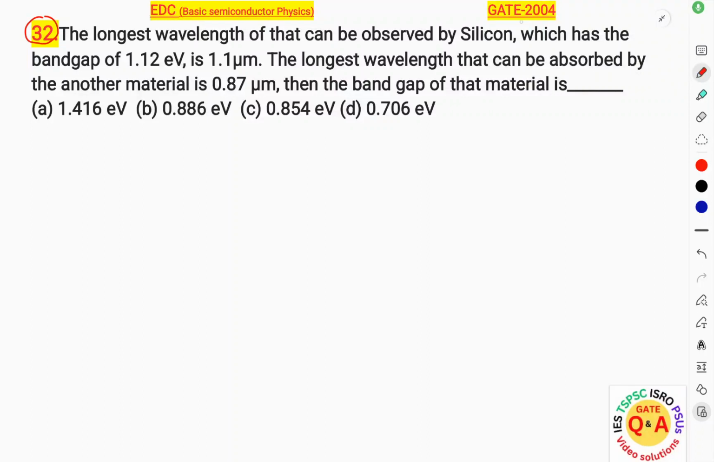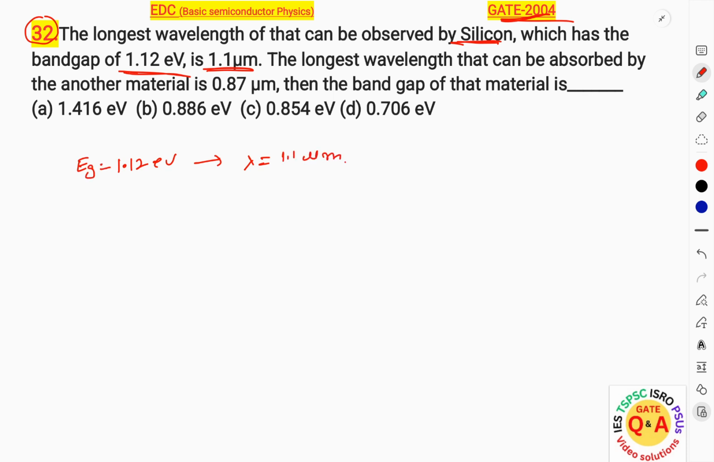Question number 32, GATE 2004. The longest wavelength that can be observed by silicon, which has a band gap of 1.12 electron volt, is 1.1 micrometer. It means given the band gap of 1.12 electron volt, the longest wavelength lambda is 1.1 micrometer.